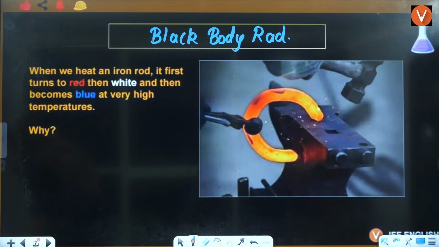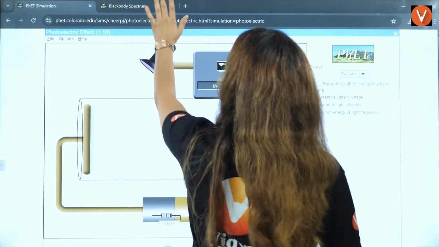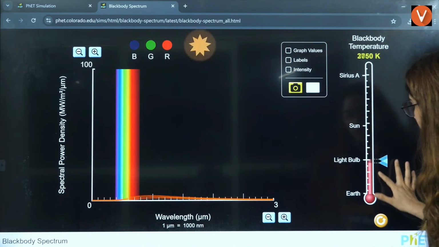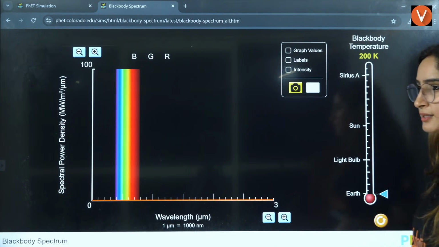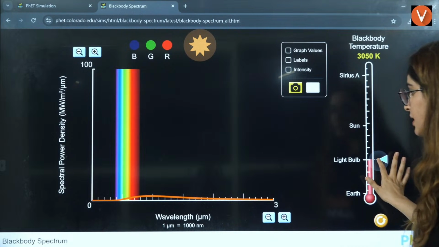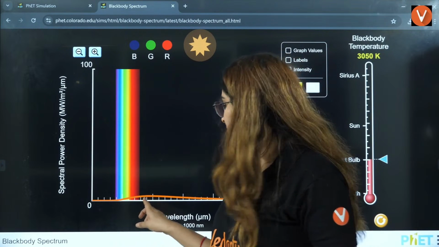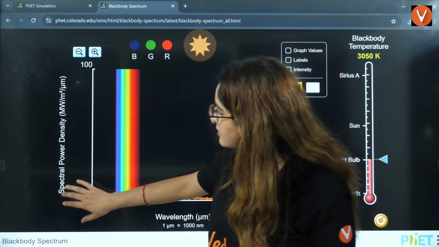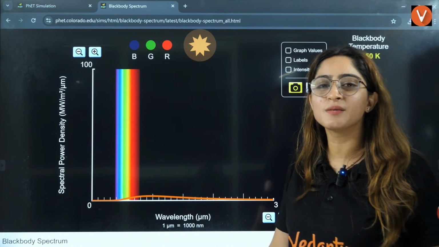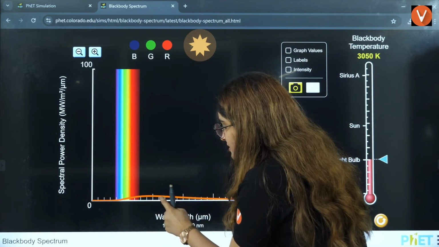Let's talk about that, right? If you see this here, guys, this is the black body radiation graph. Let's say this is a lower temperature, like the earth. Now I increase it to a light bulb. Can you see the maximum? Can you see this lambda? This is the wavelength, this is the intensity, the maximum light you can observe. Here, this point is the maximum.